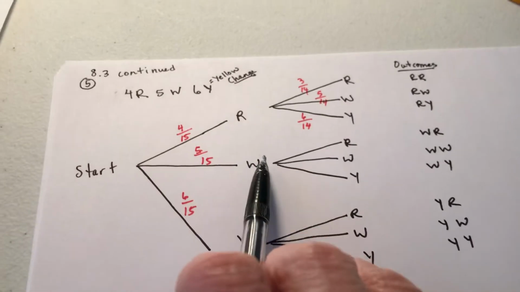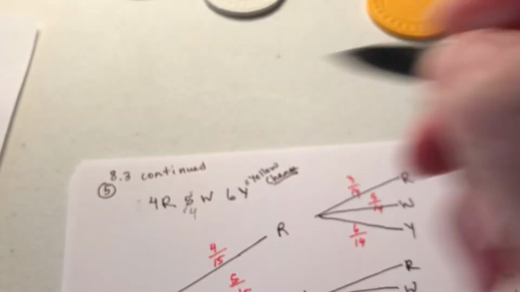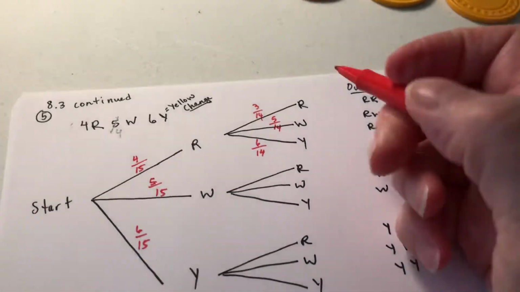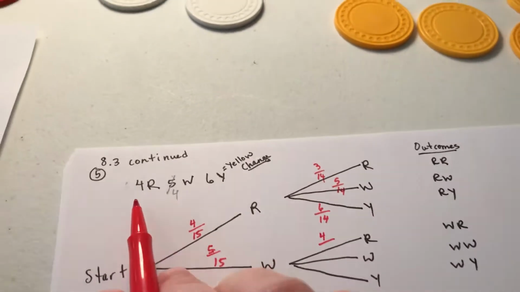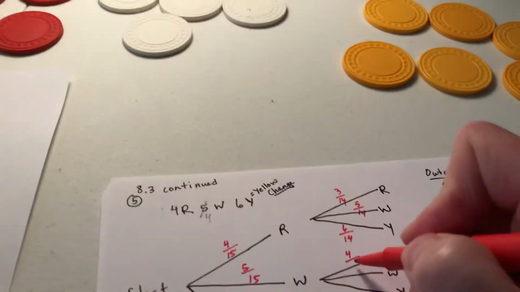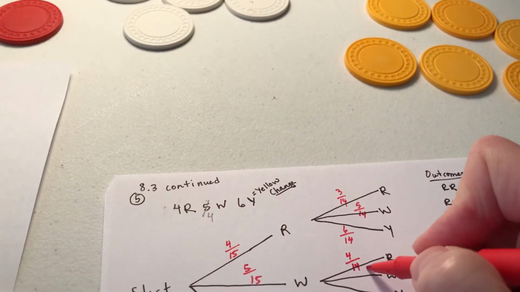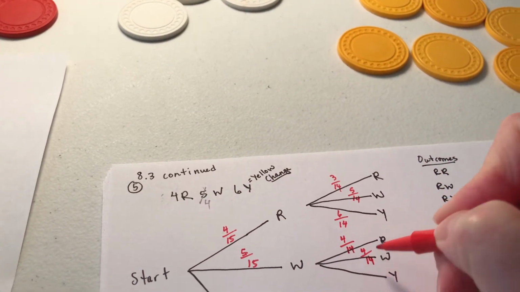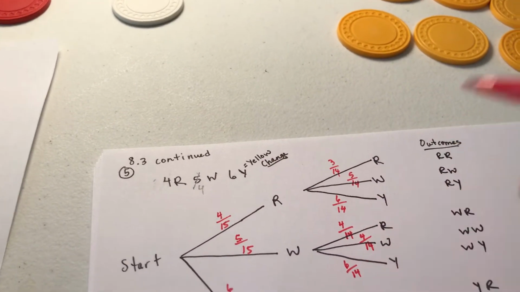Now we're going down this branch. Pulling out a white. So my white becomes 4. And these branches now, I've got 4 out of, well, how many do I have if I take out a white and don't put it back? 14. 4 out of 14 for the reds. What do I get? 4 out of 14 for the white. And for the yellow, 6 out of 14.